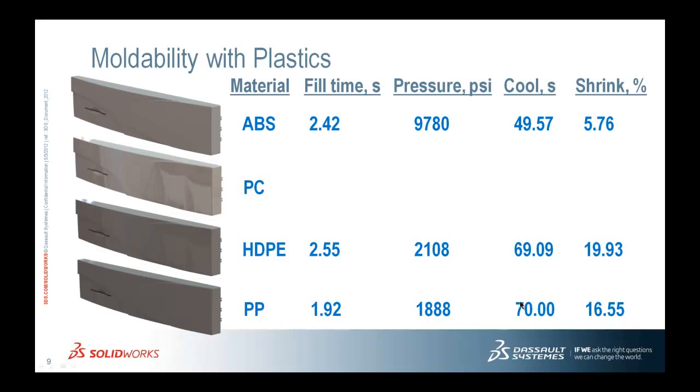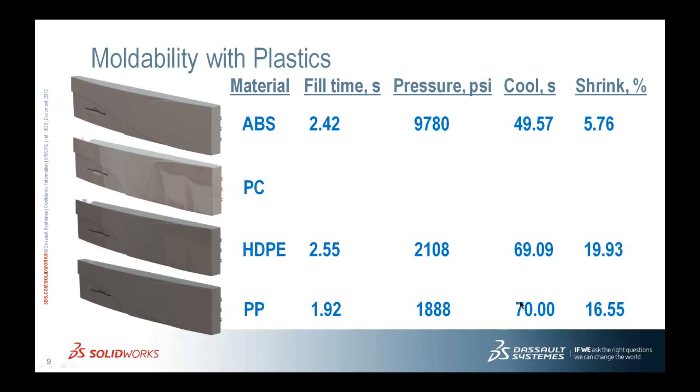Now, for mass-produced parts, you're going to want to minimize your time, right? So one of the nice things about ABS, as we can see, is it takes about 51 seconds to produce one of these, as opposed to a polypropylene or HDPE, which take over 70 seconds.